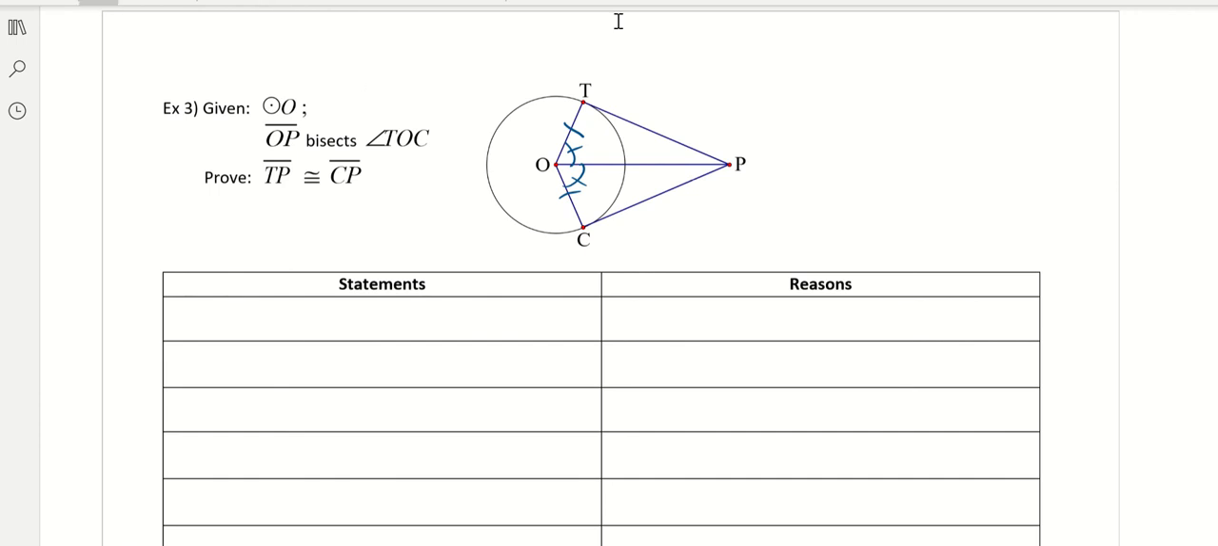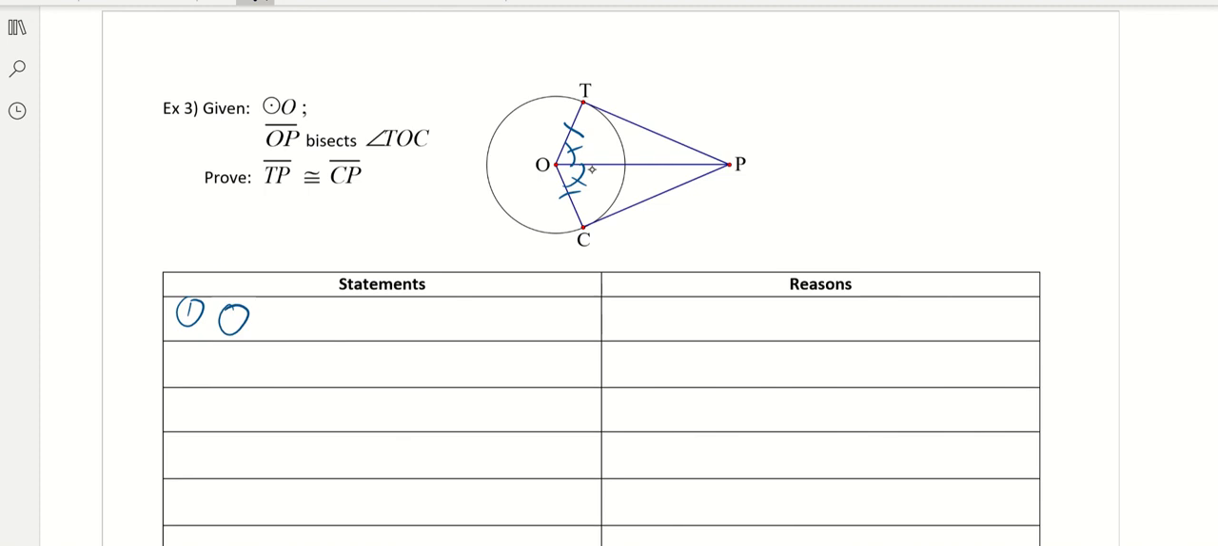Okay. What are we trying to show? What are we trying to prove? We're trying to prove that TP, there's TP, is congruent to CP. So how can we do that? Well, if I can show these two triangles are congruent, the top triangle and the bottom triangle, then I can use corresponding parts of congruent triangles are congruent to show that TP is congruent to CP. So I can see that these two triangles are congruent by side angle side. So let's use that as we work through this.